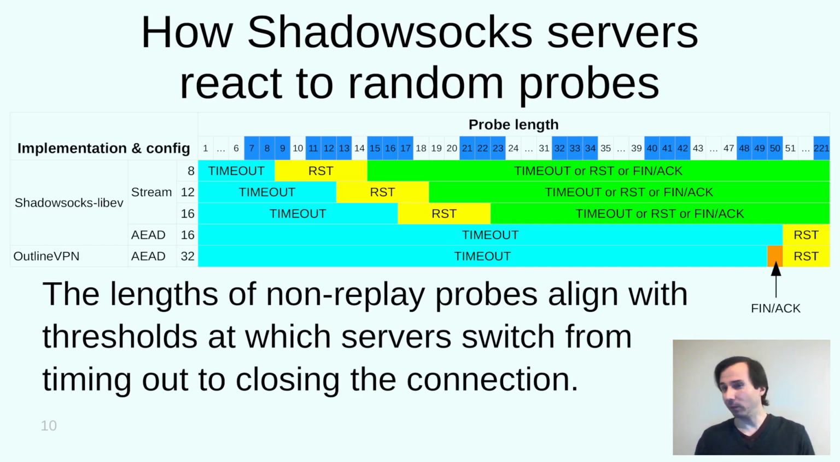So that's a distinguishable difference in how the server reacts. This analysis doesn't fully explain the triplet distribution because, for example, the triplet at 32, 33, 34 and the one at 40, 41, 42 don't match up with any byte thresholds, and neither does the 221.